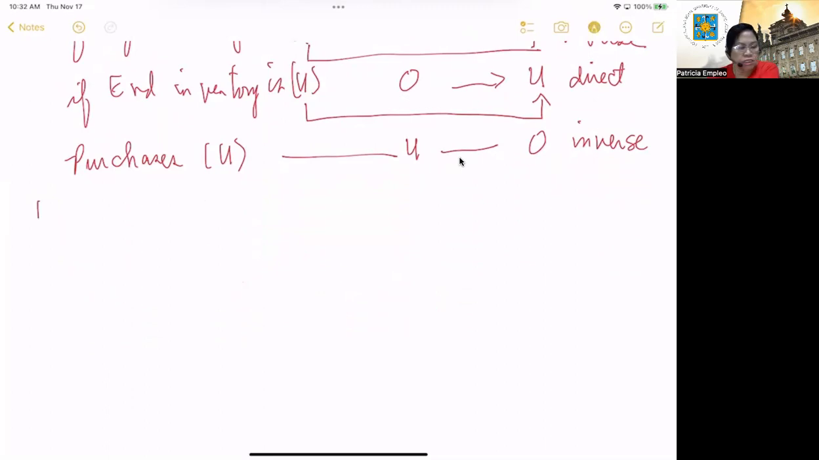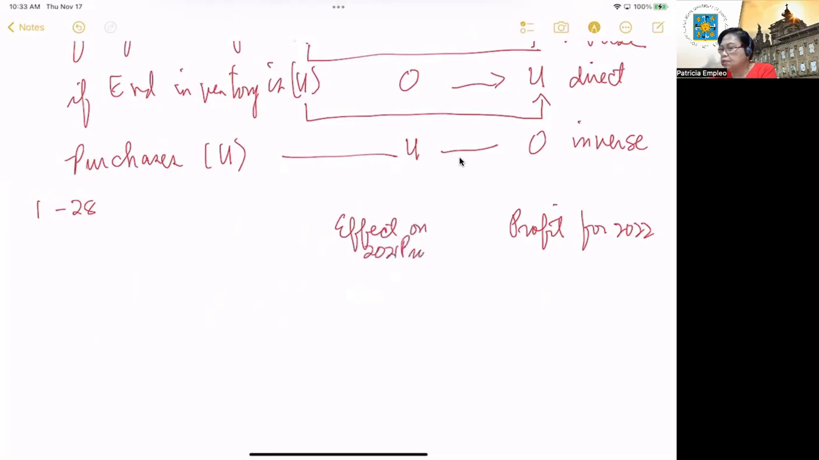Okay, so we have 1-28. The question is, calculate the correct profit before income tax for 2022, and determine the net effect of the foregoing errors on profit before income tax for the year 2021. So therefore, this is effect on 2021 profit. This is requirement letter A. This is requirement letter B. Okay, we do that.